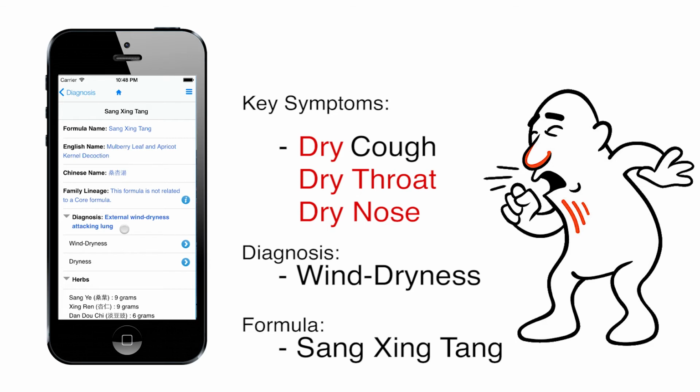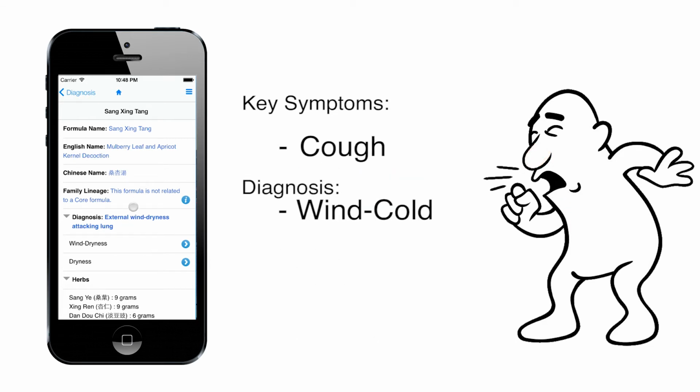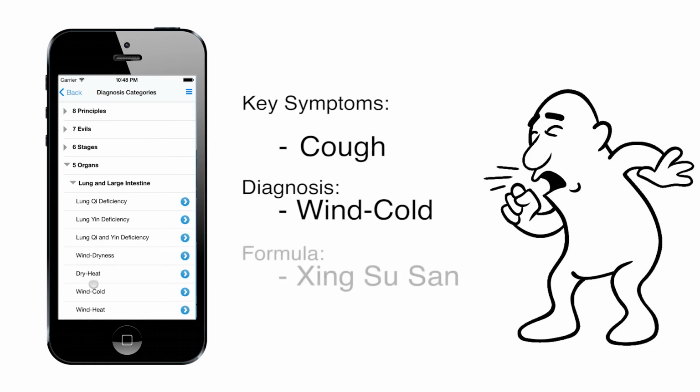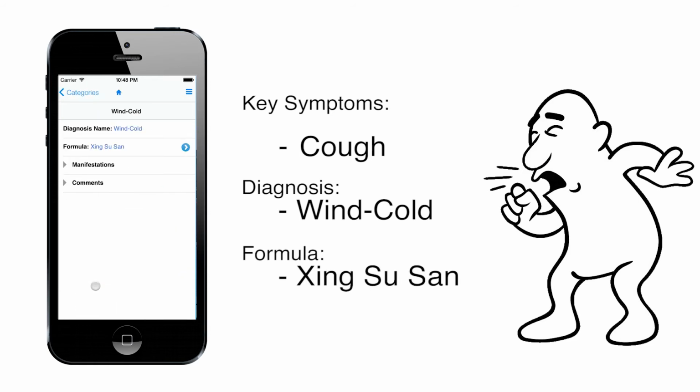If the patient doesn't have pronounced dryness or much heat signs, then the diagnosis is wind cold, and the app tells us that the formula Xing Su San is more appropriate.